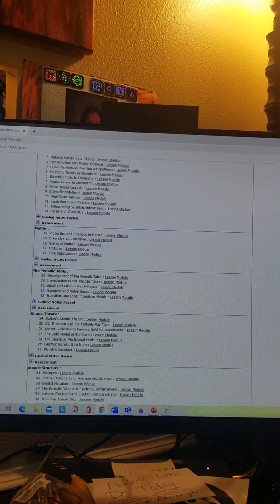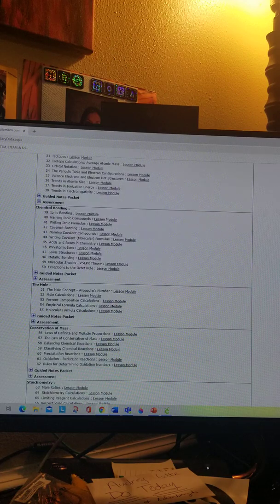And let's take a look at the last one, which is valence electrons and electron dot structure. All right, let's see. Here it is.